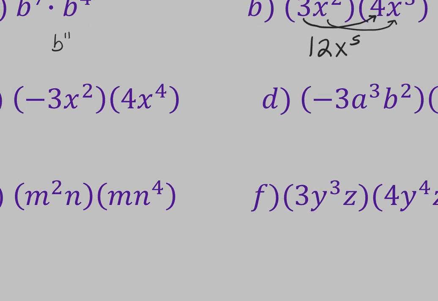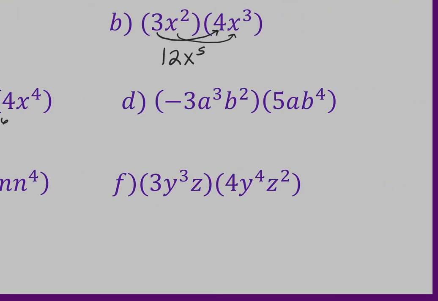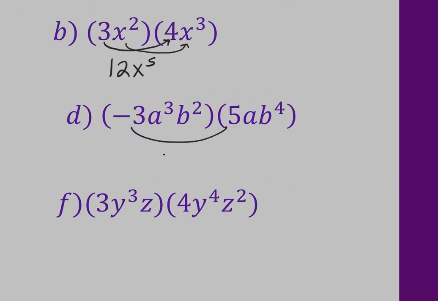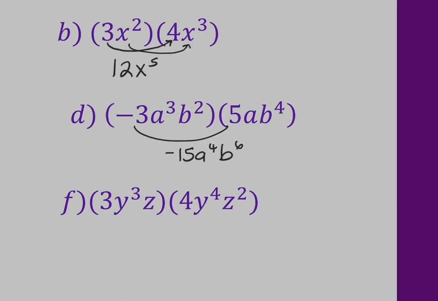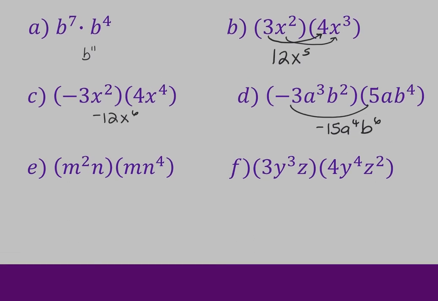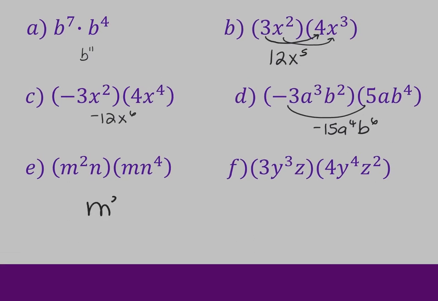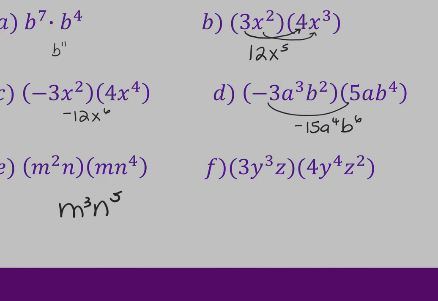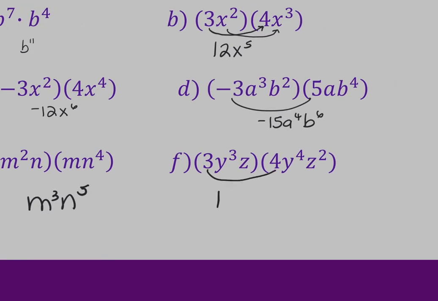All right, what's C? Negative 12. Good. What's D? Negative 15. Nice. What's E? Good. And F? Good. Who got them all right?